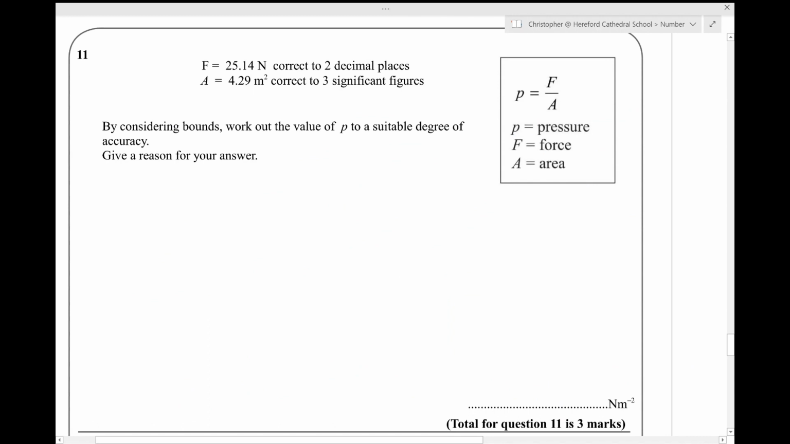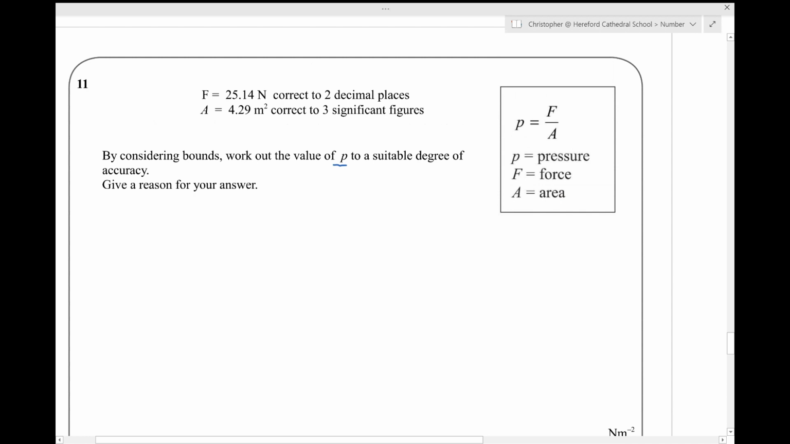Question 11. I'm given a value of f, and I'm given a value of a, and I'm asked to work out, by considering bounds, the value of p to a suitable degree of accuracy. And here's my formula for p on the right-hand side. Now, first of all, let's work out my upper and lower bounds for f and for a. Now, f is 25.14, correct to 2 decimal places. So the upper bound for that would be 25.145, and the lower bound would be 25.135.